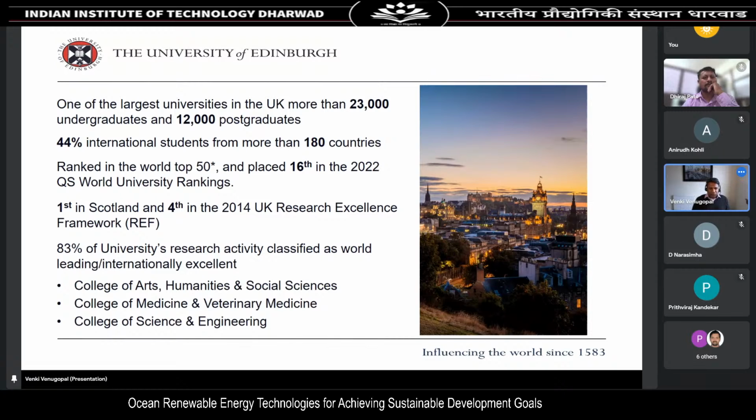We are first in Scotland, 4th in the 2014 REF exercise, which is an exercise conducted in the UK to rank the universities. Mostly it's based on research capacity. And 83% of our university is classified as world leading or internationally excellent. Within our university, we have 3 colleges: Arts, Humanities, and Social Sciences; Medicine and Veterinary Medicine; and Science and Engineering. I belong to the College of Science and Engineering.